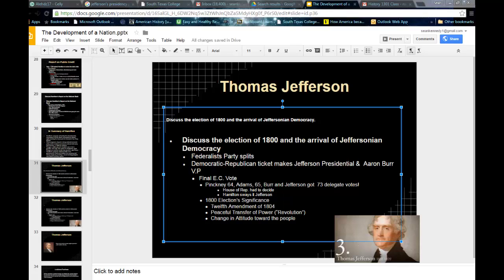Greetings, everybody. We're looking at Thomas Jefferson here, looking at Learning Objective 1. We're discussing the election of 1800 and the arrival of what is referred to as Jeffersonian Democracy.